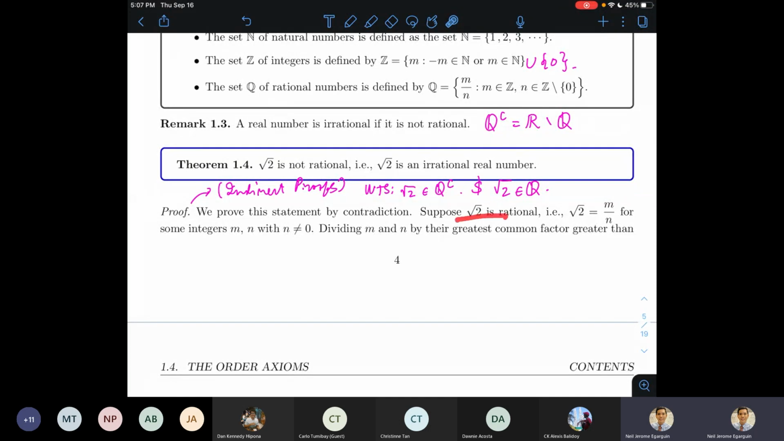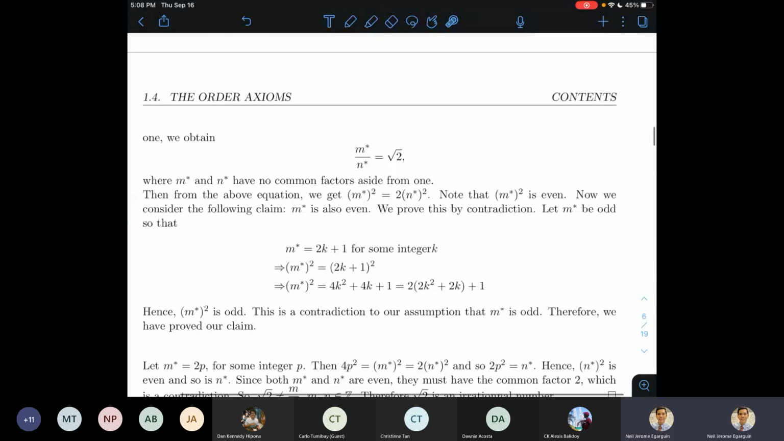So here we suppose that root 2 is rational. So kung rational siya, ibig sabihin, I can write it as a ratio of two integers. So that means root 2 can be written as m over n for some integers m and n with n not being equal to 0. So dahil fraction to, I will assume na pwede ko siyang i-lowest terms. So if I will divide m and n by their greatest common factor, meaning naka-lowest terms na siya, so si root 2, pwede kong tingnan as m star over n star. Okay, so si m star over n star ay yung lowest term ng m over n.